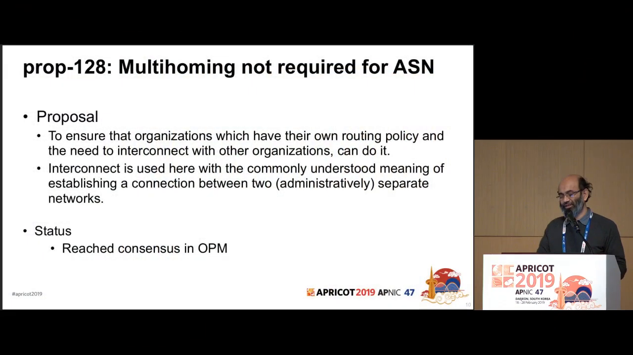So let's move to the next proposal, Prop 128, multi-homing not required for ASN. In the earlier policy there's a requirement that those requesting an AS should be multi-homed, but this proposal says that any organization can request an ASN without the multi-homing requirement. This proposal also reached consensus in the open policy meeting, and now it's here up for consensus again.